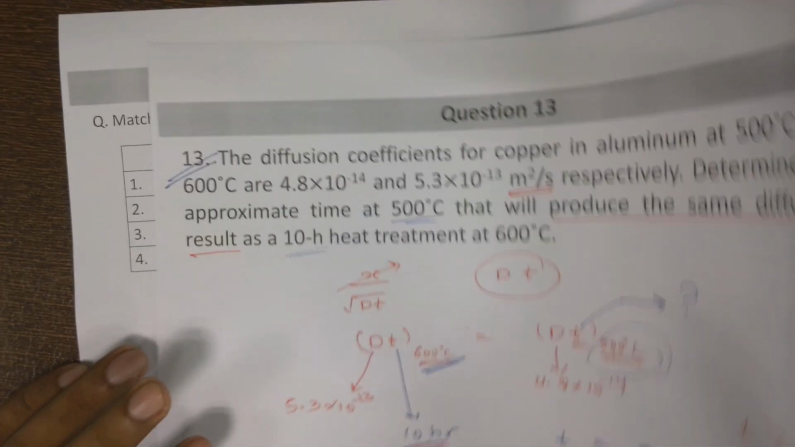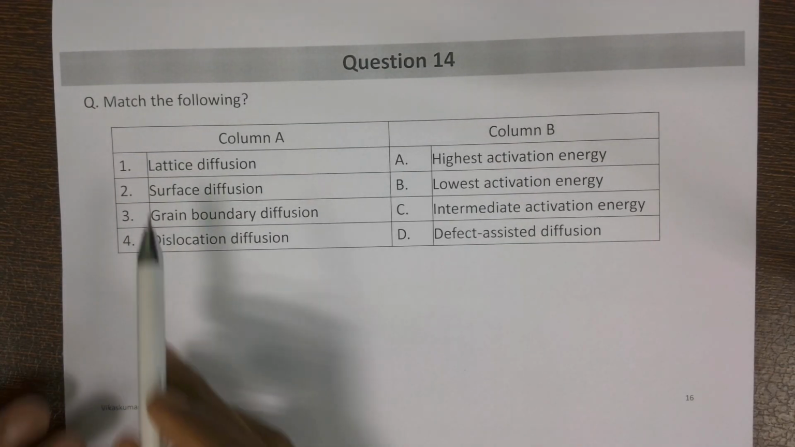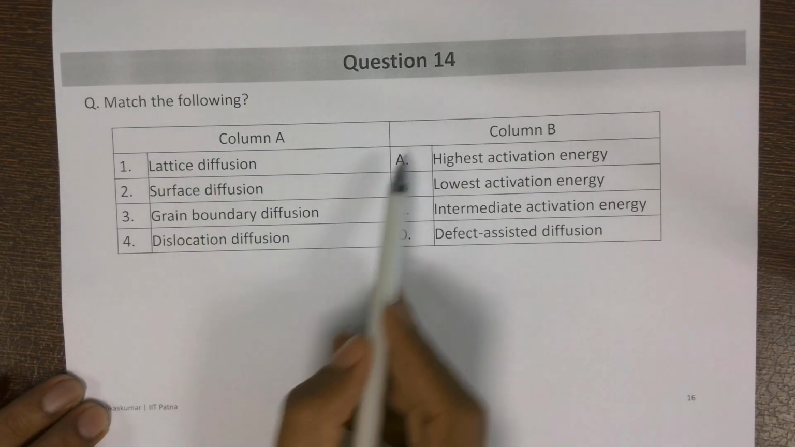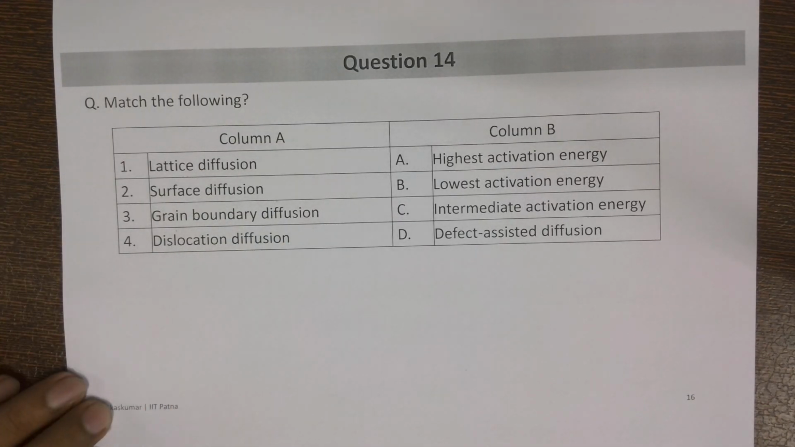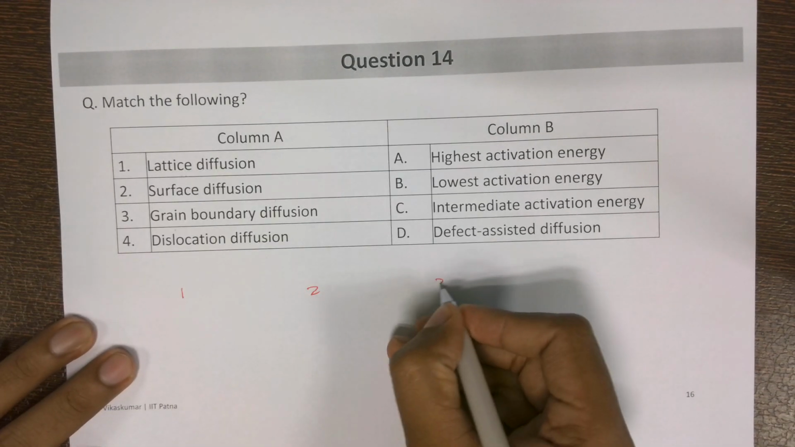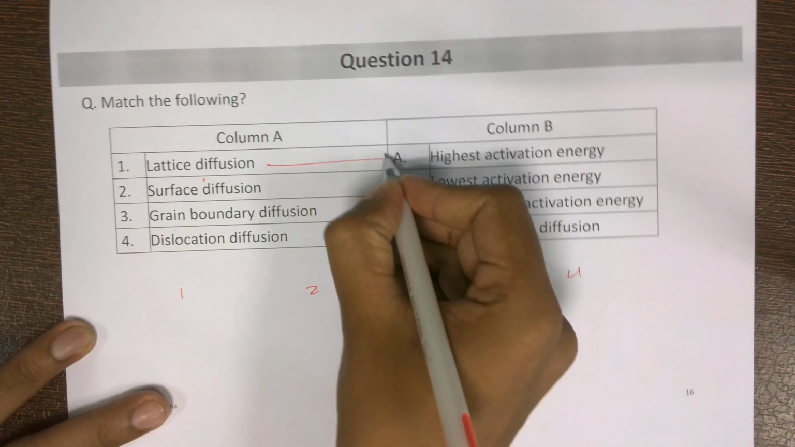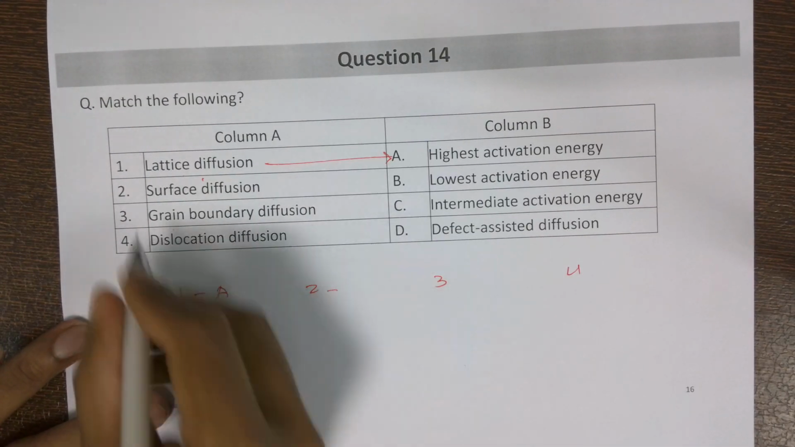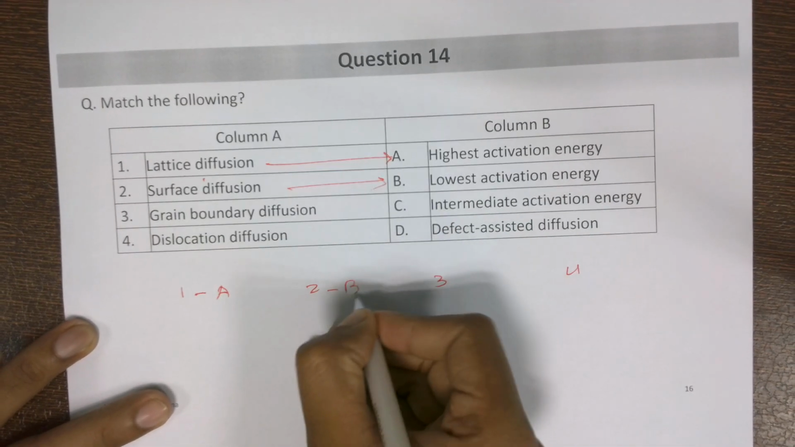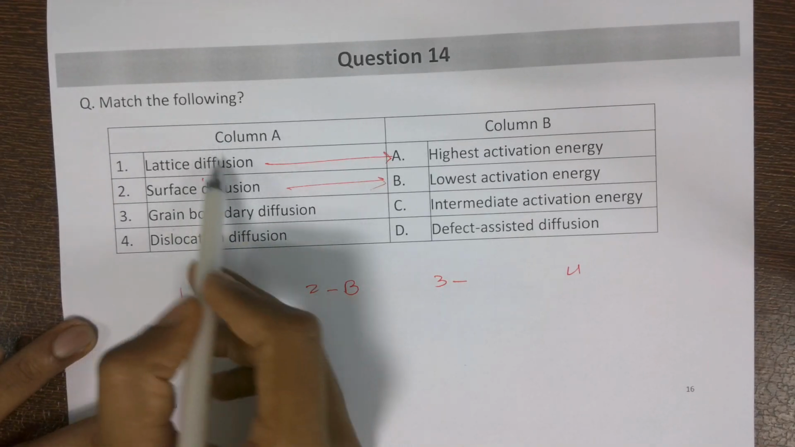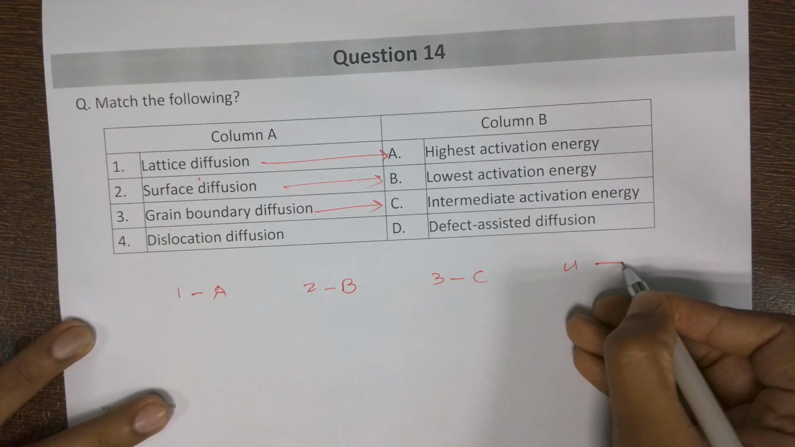Let's go to the last question of this particular session. It's very easy. All of us can answer this. We have to match lattice diffusion, surface diffusion, grain boundary diffusion and dislocation diffusion with the activation energy. So first one, lattice diffusion, is going to match with option A, highest activation energy. That's right. The second, surface diffusion, will be the lowest activation energy, option B. Grain boundary will be somewhere in between the lattice and the surface.